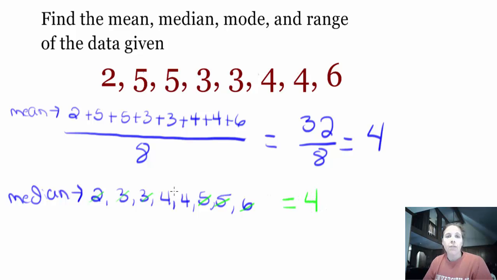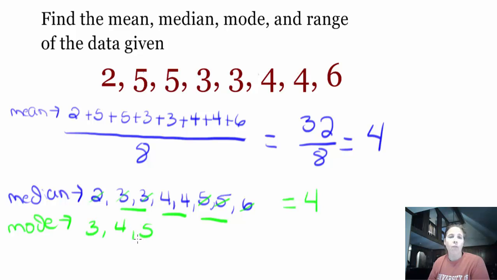Okay, if there was another number in here, so if there was an odd amount of numbers, then you would just take that middle number. Mode is the most frequent. So when we look at this, there's 2 3s, 2 4s, and 2 5s, and there's just 1 2 and 1 6. So your mode is 3, 4, and 5. All 3 of those. Range, remember, is the biggest number minus the smallest. So it would just be 6 minus 2, which is 4.